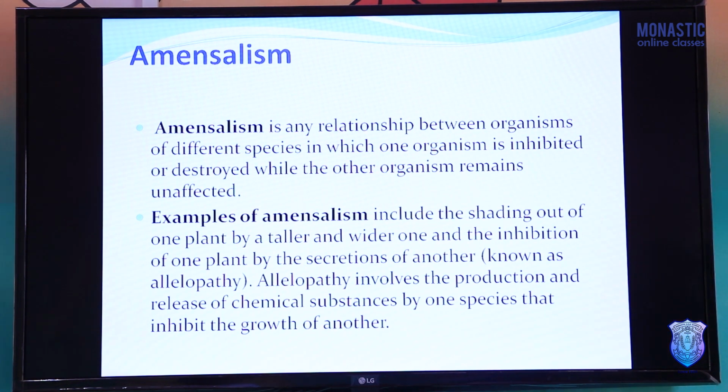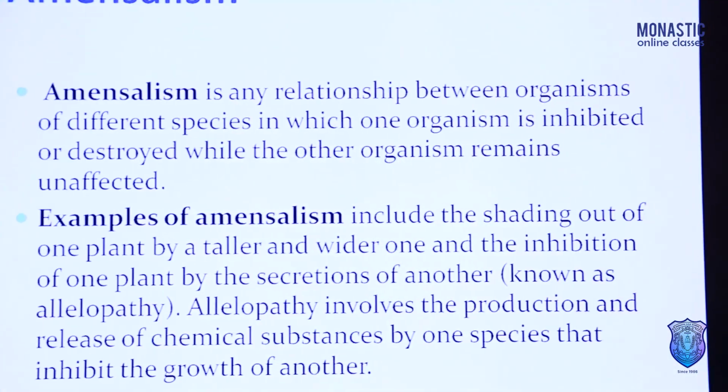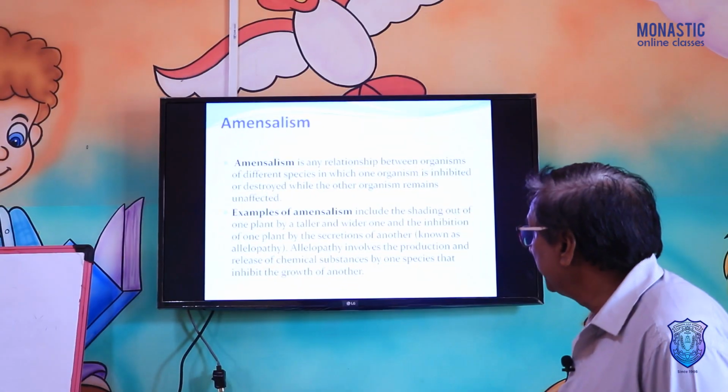Examples of amensalism include the shading out of one plant by a taller and wider one, and the inhibition of one plant by the secretion of another, which is known as allelopathy. So in forests, this type of example is generally seen. In a forest, a larger tree casts shade on the ground, and thus the ground vegetation is affected by the shade of this tree.